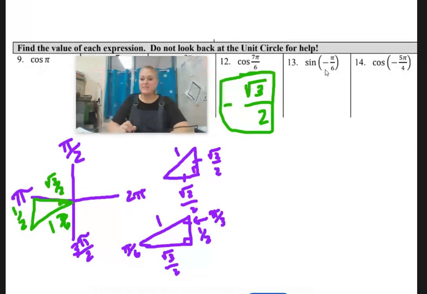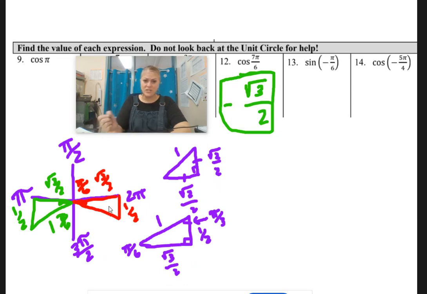13 is the sine of negative pi over 6. So I'm going to put this over here, and I'm going downward or clockwise pi over 6. So right here is pi over 6. That reference angle, granted I am going negative, and that's okay. So across from pi over 6, you should get 1/2. Across from the pi over 3, you should get square root of 3 over 2. So if you look at these two triangles, they're the exact same triangle, just in a different quadrant. And then this hypotenuse would be 1.